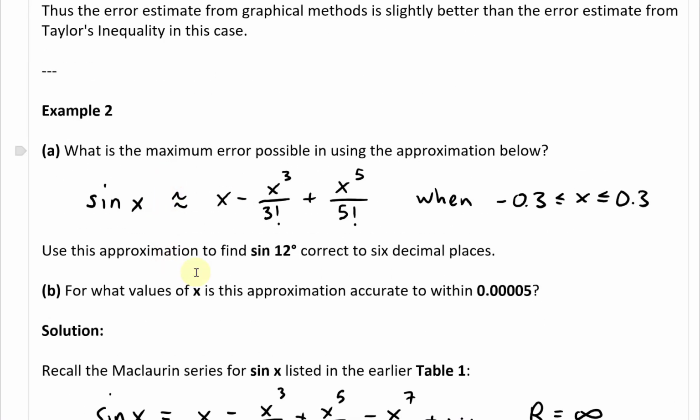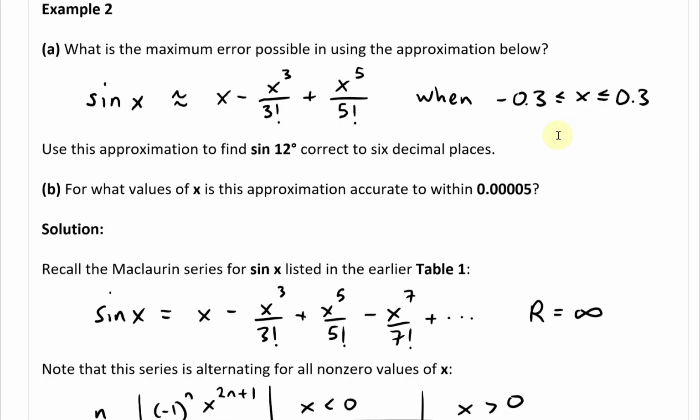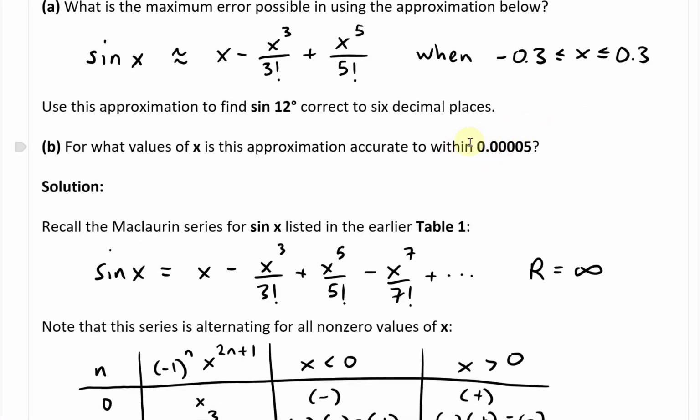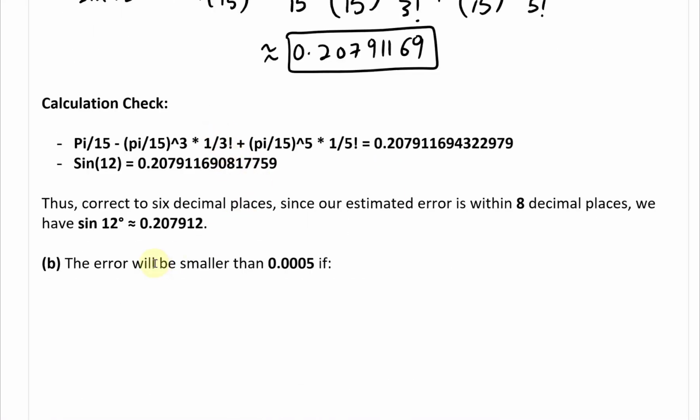And part B says, for what values of x is this approximation accurate to within 0.0005? So now instead of using this, we're going to have to find this range right there, or this domain, for a given accuracy. So let's see what we can find. Alright, so let's look at part B.